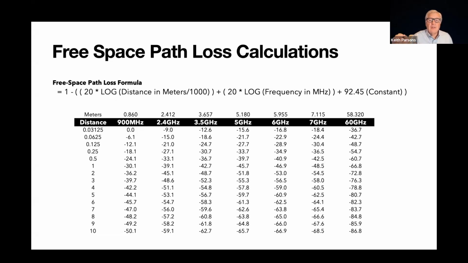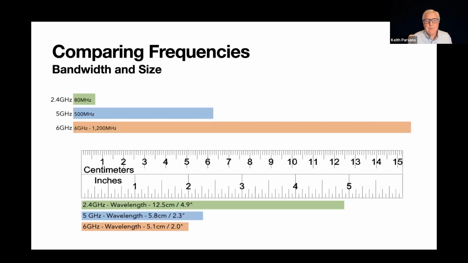I also threw a little 60 gigahertz all the way on the right side because 60 gigahertz is a thing. A lot of people are using it nowadays. And there's a lot of stuff we can pull off with 60 gigahertz. Just realize it has a huge loss. On the other side, it's really small, so we can get some super high gain antennas in a very small package. So let's compare frequencies.